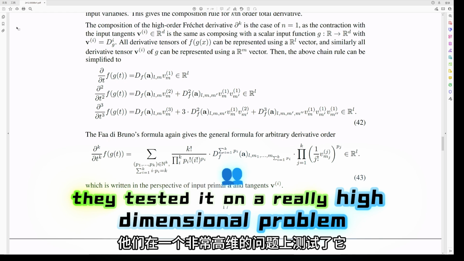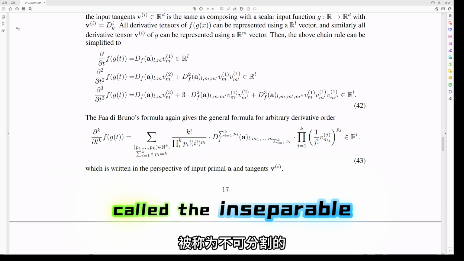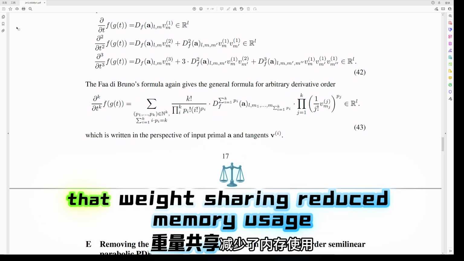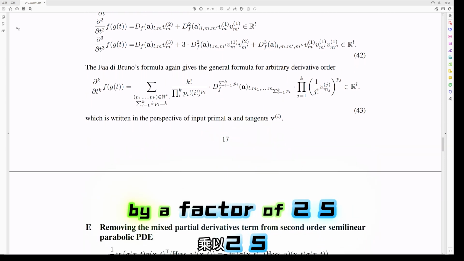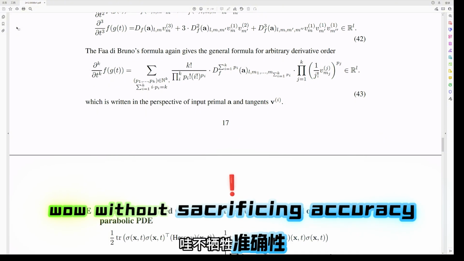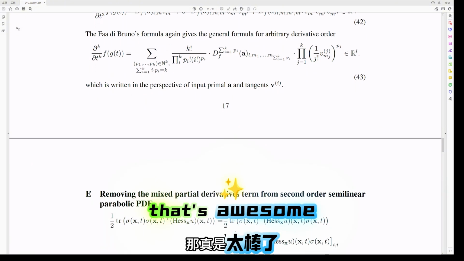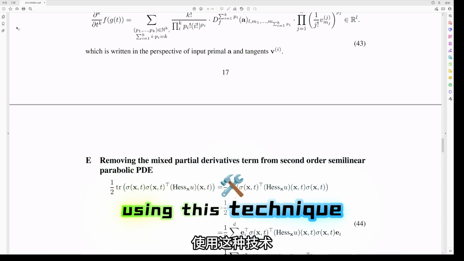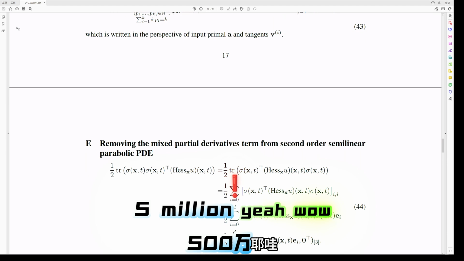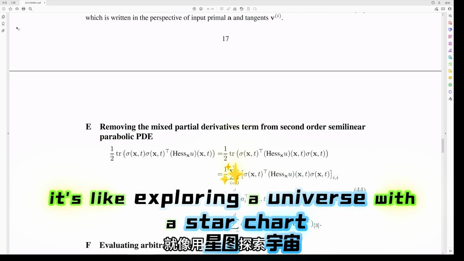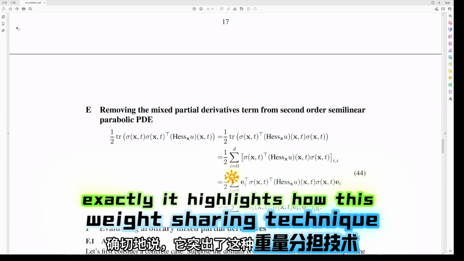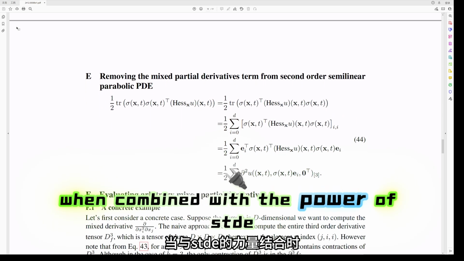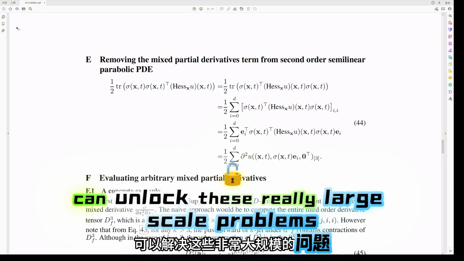Yeah, they tested it on a really high-dimensional problem called the inseparable Allen-Cahn equation. And they found that weight sharing reduced memory usage by a factor of 2.5 without sacrificing accuracy. Well, that's awesome. And they were able to solve a 5 million dimensional PDE using this technique. 5 million? Wow. That's amazing. It's like exploring a universe with a star chart. Exactly. It highlights how this weight sharing technique, when combined with the power of STDE, can unlock these really large-scale problems.